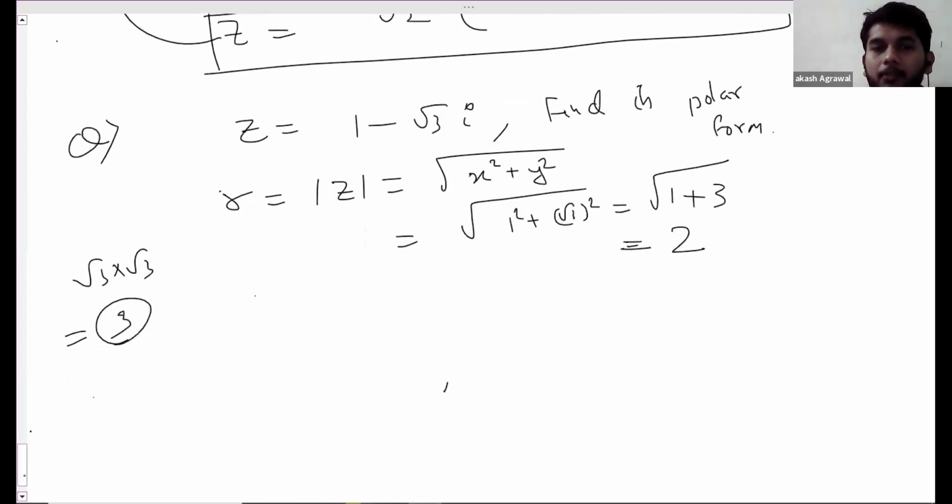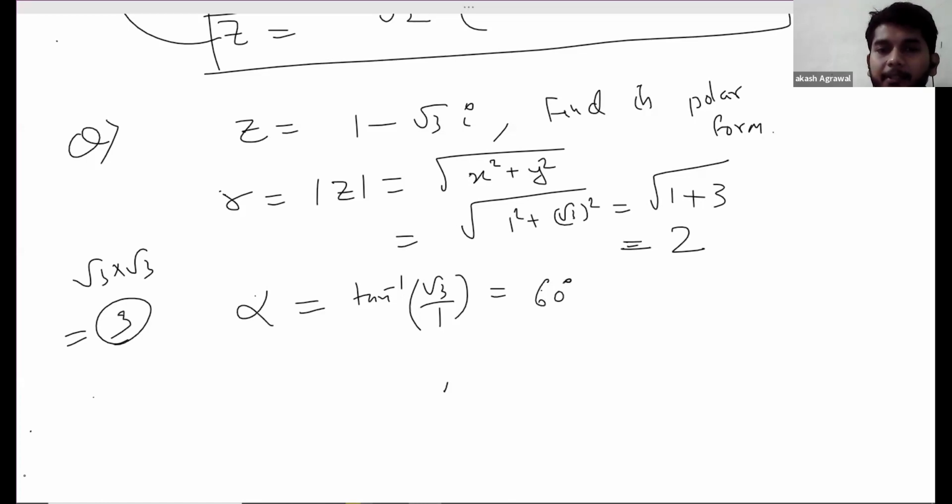Now theta, but to find theta, first we have to find alpha. Alpha will be tan inverse y by x, so root 3 by 1. All right. So this is 60 degree. Guys, you wrote 30 degree. Abdullah and Yasir, right? Don't you remember the table? Abdullah, Yasir, tan root 3 we get at 60, right?